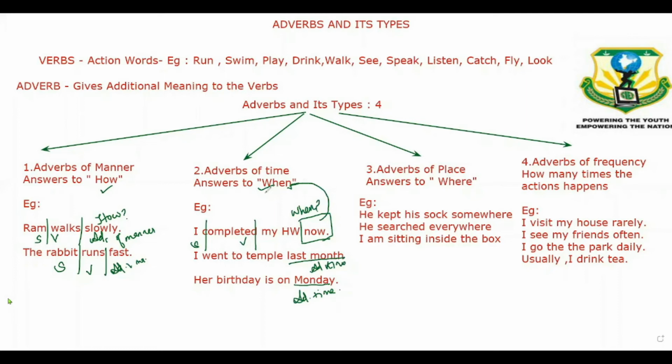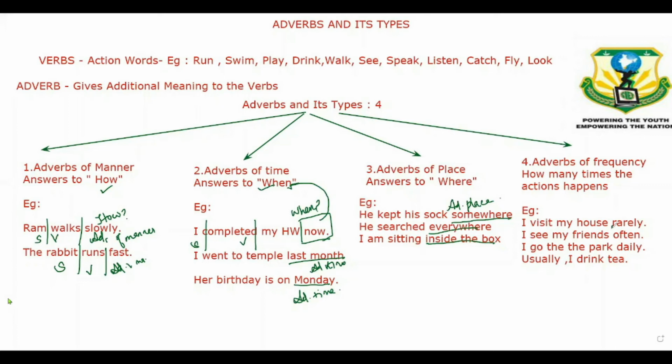The fourth type is the adverb of frequency, which tells how many times that action is happening. How often does that verb, that action, happen? That is what the adverb of frequency tells. I visit my house rarely. Rarely means very seldom. Rarely is the adverb of frequency here. I go to my house only once in a while.